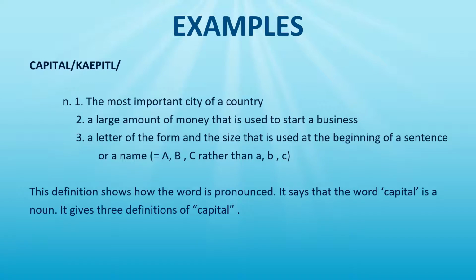There's one more thing: this definition shows how the word is pronounced. It says that the word capital is a noun because here it is written N. That means it's a noun. It gives three definitions of capital. Wherever you want to use this word, wherever it fits best, you can use the word capital. Okay, let's move on to the next part of this chapter.